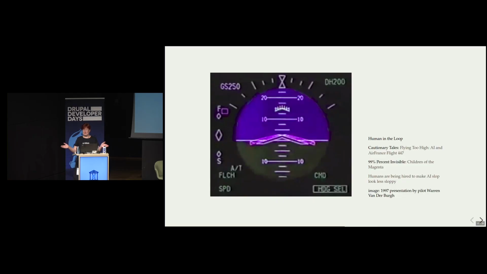Now, in 2009, a flight from Buenos Aires to Paris crashed into the sea because the co-pilots had made some errors. The fly-by-wire system cut out. They didn't know what to do about it. They couldn't understand the error messages. They couldn't understand the information they saw on the screens, even though the information was completely correct.